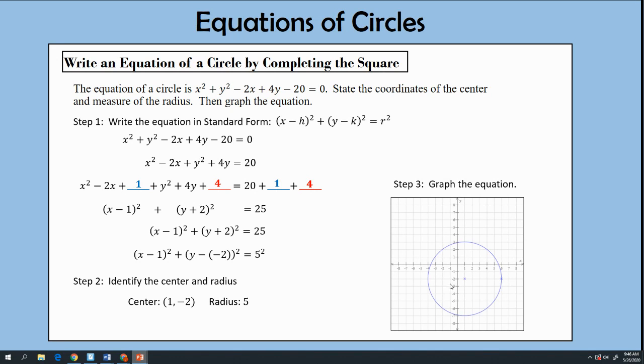Come over here, go to my center, 1, negative 2, mark it. A radius of 5, so 1, 2, 3, 4, 5 to the right, 5 to the left, 5 up, 5 down. I think you just got to put these in, and it creates a circle for you.